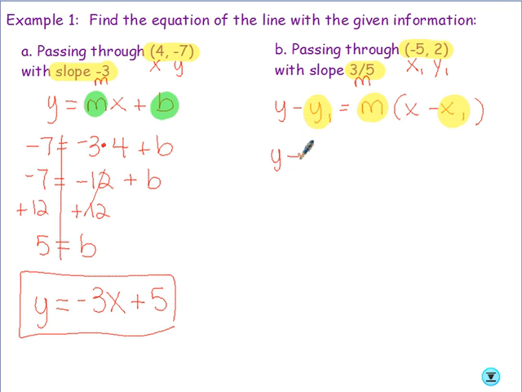Y minus, well, y1 over here is 2, m over here is 3/5. X stays, x minus x1 is -5. Notice, don't lose one of those negatives. That is meant to be a double negative. So, let's talk about some things that we need to do here. This one's a little different.